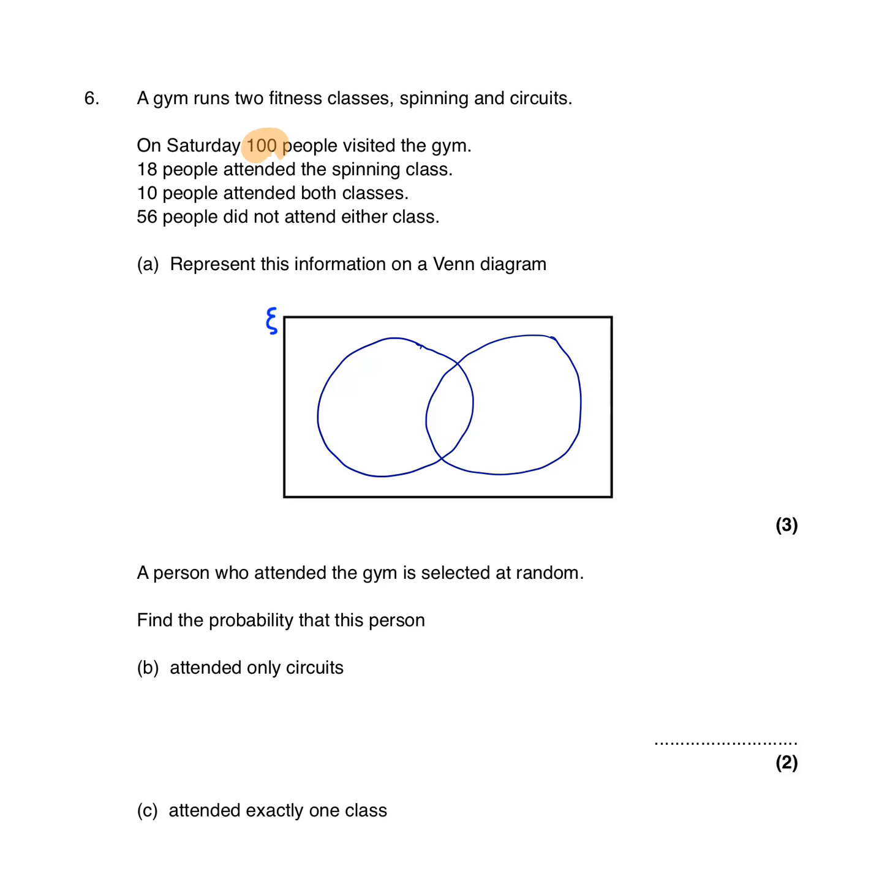So on Saturday, 100 people visited the gym. This tells me that altogether in here I'm going to have 100 people, but it's not going to be simply splitting it as I want. I've got to make sure I've read all the information. 18 people did the spin class. Well, I haven't labelled them up here, but I'm going to make this one spinning and this one circles. So that 18 people would be in that entire circle. Obviously, I can't tell how many are in this bit and how many are in that bit. I'm going to have to carry on reading, but that entire circle will be worth 18 when I've finished.